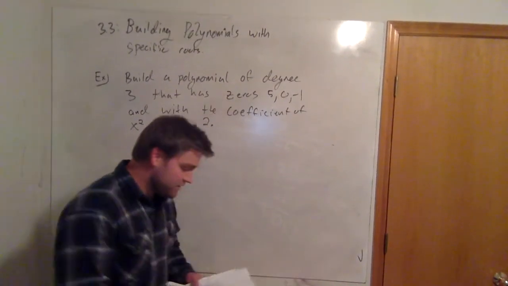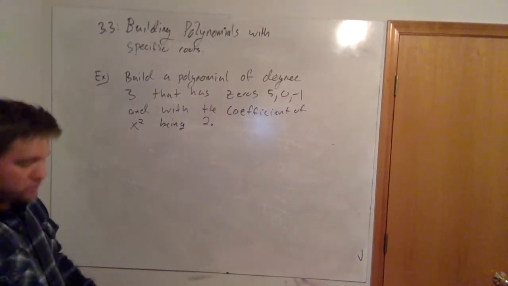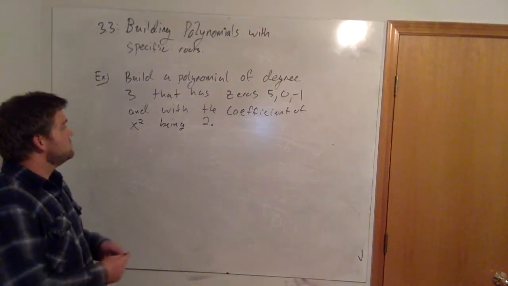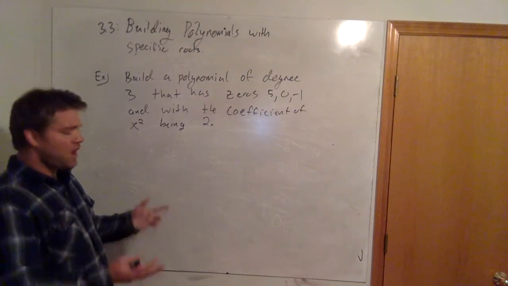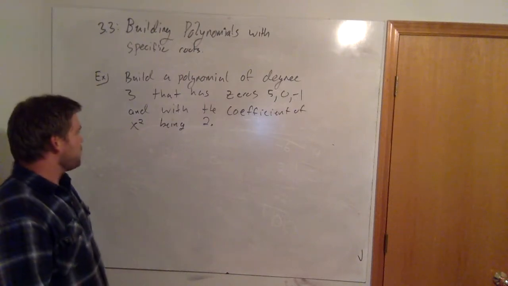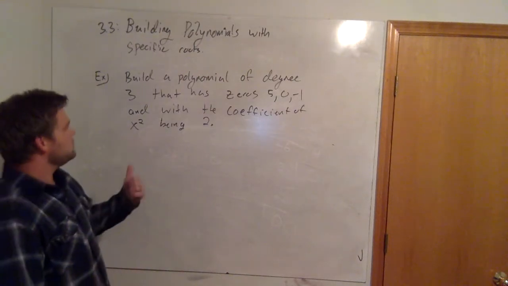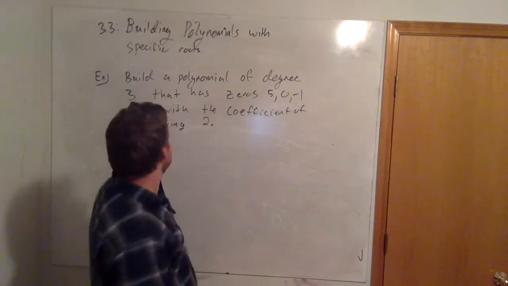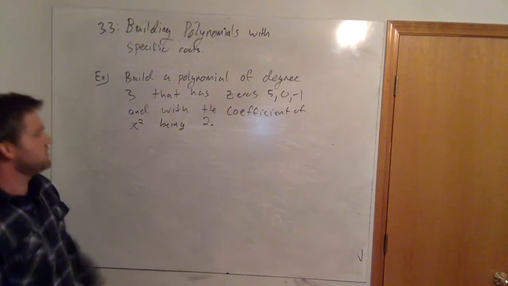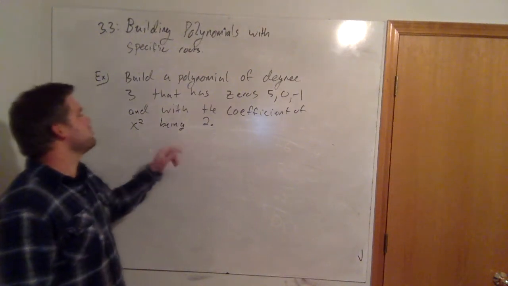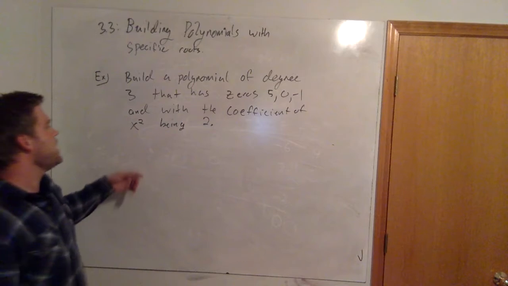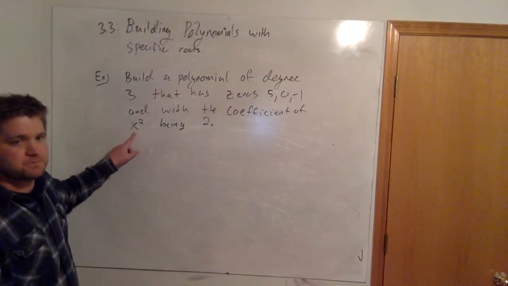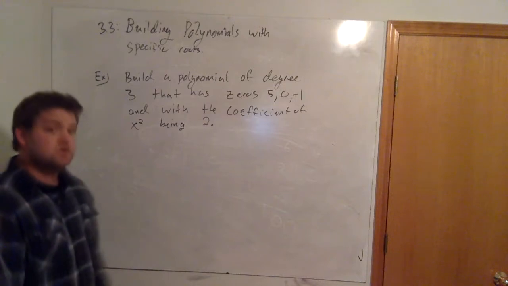Hello everyone. What I'd like to do in this video is show you a technique for building polynomials. Okay, so let's say our boss gives us a project and our job is to build a degree 3 polynomial. It has specific roots, and I want one of the terms to have a specific coefficient. I want the x squared term to have a coefficient of 2. So go ahead and pause the video and see if you can do this problem on your own.